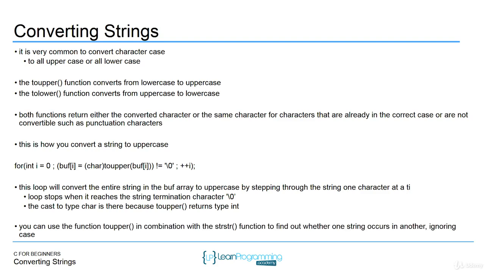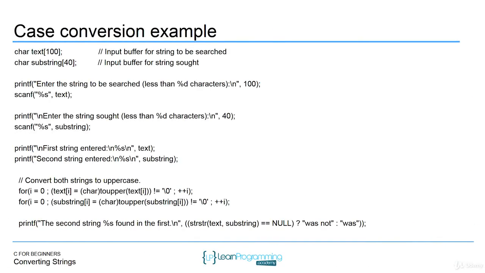All right, so you can use the function toUpper in combination with the strstr function to find out whether one string occurs in another, ignoring the case. So let's look at this example that does exactly that. Here we have two character arrays, text and substring. Text is size 100, substring is size 40. We ask the user to enter a string to be searched, less than 100 characters. We get that, we store it in text, and then we enter the string that they want to find using strstr, so then the substring. So they enter some other substring.